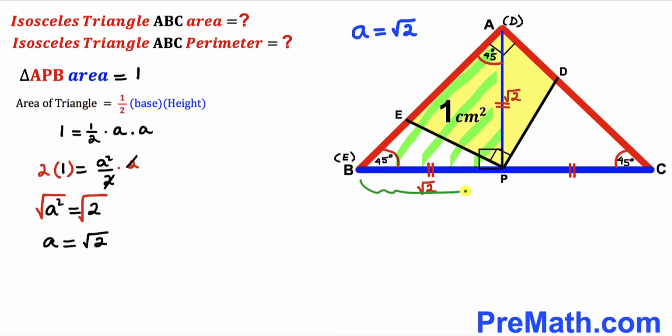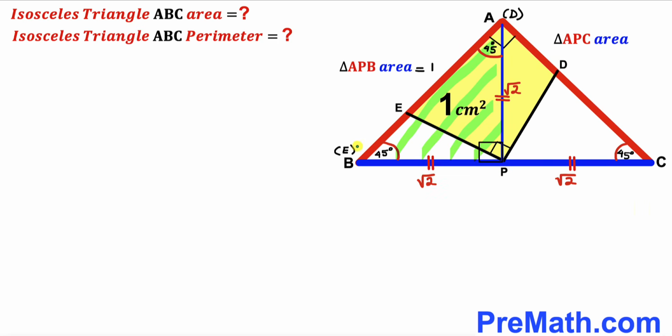We know that this segment BP length equal to this segment CP length. If this is square root of 2, then this is going to be square root of 2 as well. And now we are going to focus on these two right triangles. The triangle APB, we are talking about this right triangle APB, and the other right triangle APC.